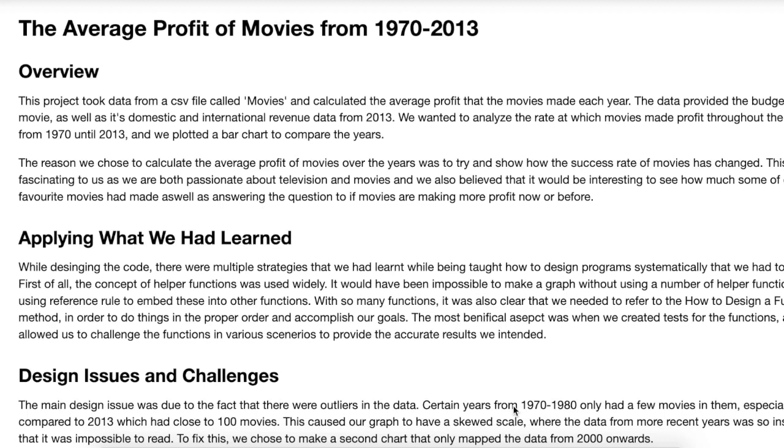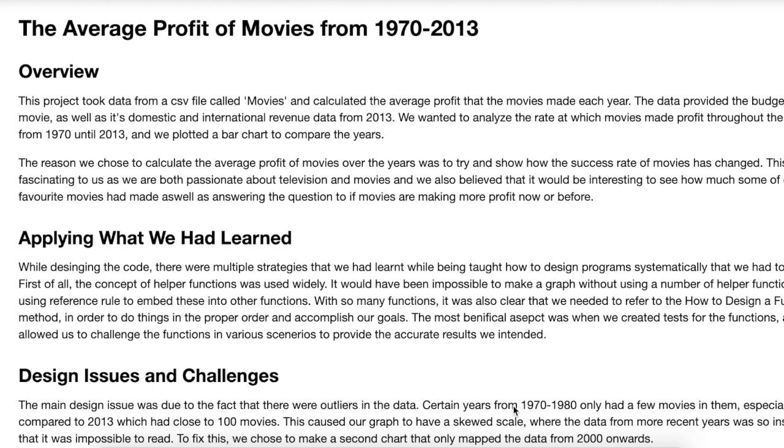The average profit of movies from 1970 to 2013. This project took data from a CSV file called Movies and calculated the average profit that the movies made each year. The data provided the budget of each movie as well as its domestic and international revenue data from 2013. We wanted to analyze the rate at which movies made profit throughout the years from 1970 until 2013, and we plot a bar chart to compare the years.